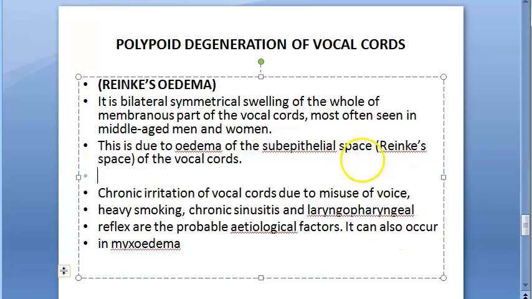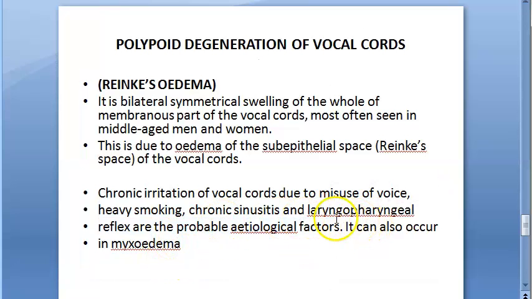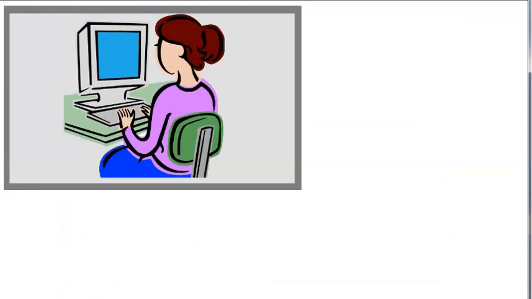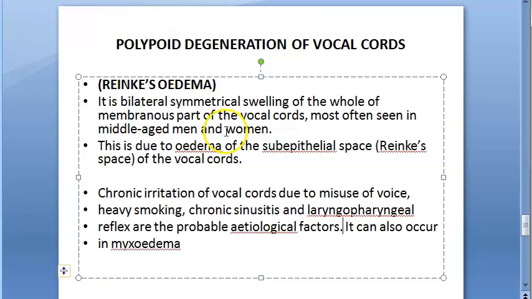So same things, voice misuse, heavy smoking, chronic sinusitis, laryngopharyngeal reflex. Okay. So they are telling that these are the etiological factors. So they have added some more causes here. Guys, focus. Misuse of voice. This we said, right? Voice abuse. Then we said smoking also we have already mentioned. These things are new for you. Chronic sinusitis, laryngopharyngeal reflex, and also mixed edema.